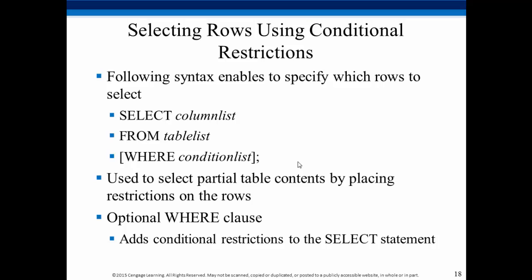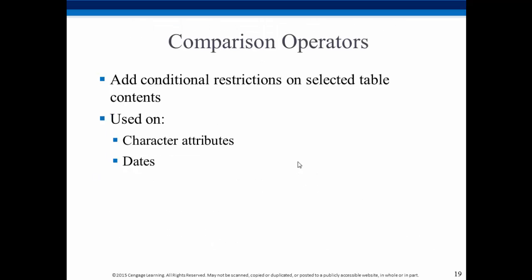It's used to select partial table contents by placing restrictions on the rows. The optional WHERE clause adds conditional restrictions to the SELECT statement. Adding conditional restrictions is used on character attributes and dates.